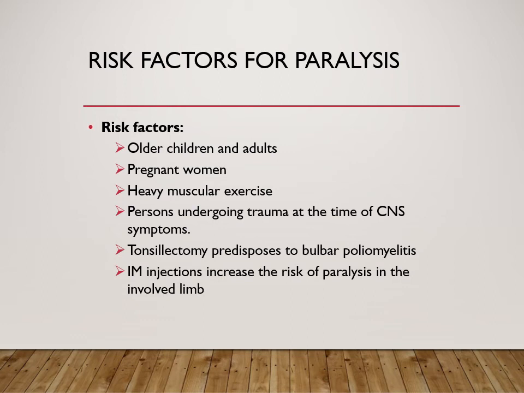Another is a person undergoing trauma at the time of CNS symptoms. When the features of aseptic meningitis are coming, if he is under trauma or a stressful condition, that can also be converted to paralytic poliomyelitis. Tonsillectomy, as I gave you in the previous slide, and IM injection. This is very important. If you give an intramuscular injection at the time of fever in the involved limb, there will be a very increased risk of paralysis in that limb.